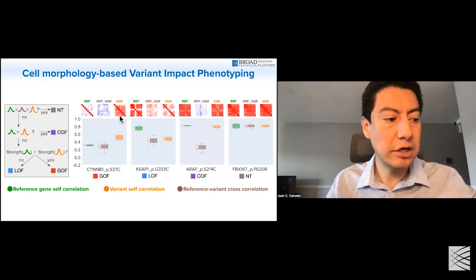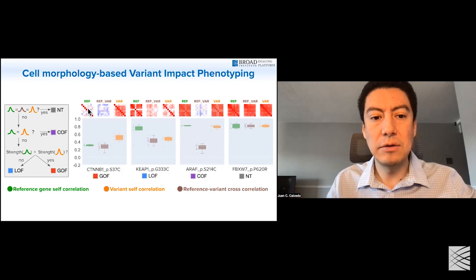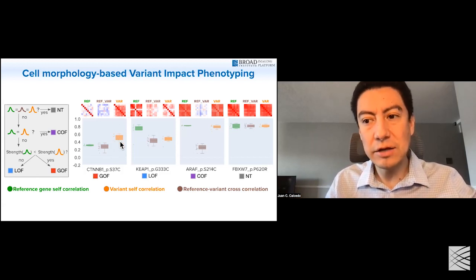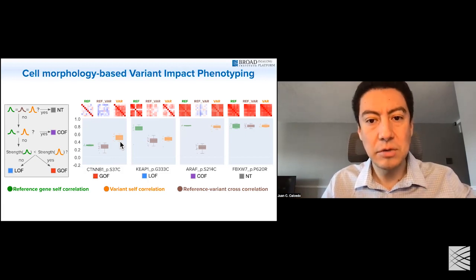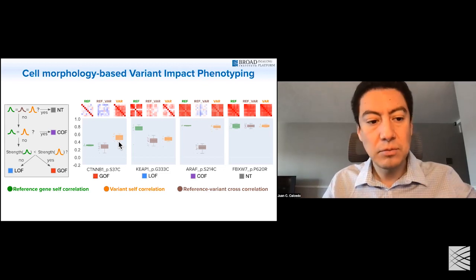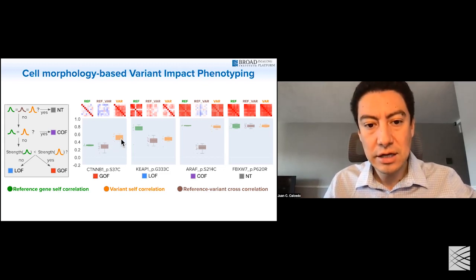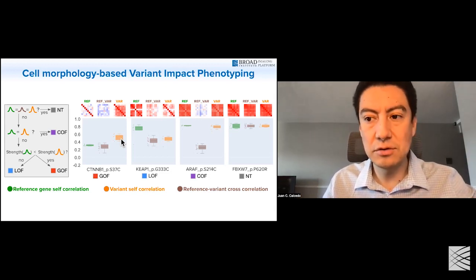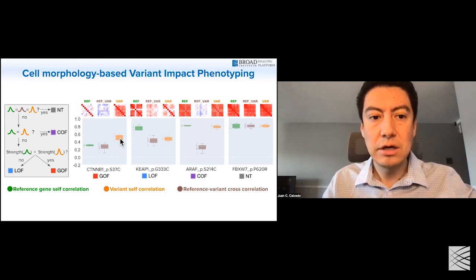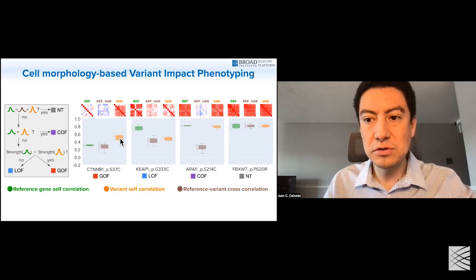We can measure the cross-correlation between the morphological samples in the reference gene and the variant, and we can look at those distributions and interpret them in a statistical way. So using a decision tree, we can identify whether the variant has a gain of function mutation, a loss of function mutation, or a change of function mutation as well, using the same structure as it was used for transcriptional profiling.